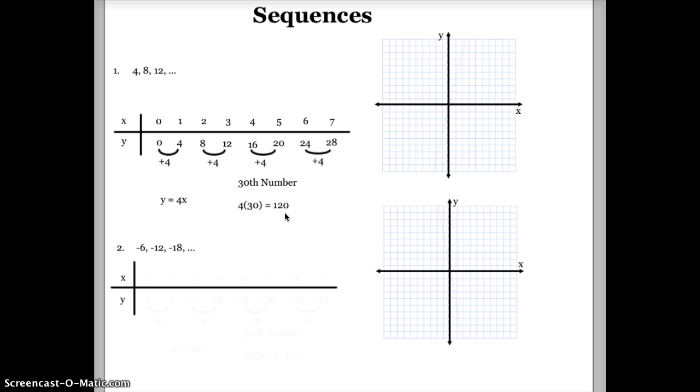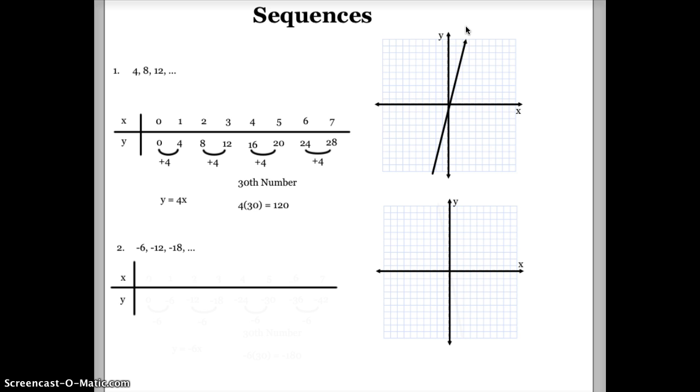Now the last thing I have to do is graph this sequence. Now if I look at the sequence, I know that (0, 0) is a point. I know that (1, 4) is a point. And I know that (2, 8) is a point. So I can just graph that line, and it's going to look something like this. Now this line is going to go on forever in both directions. So my line is going to go through the origin and it's going to look something like that.